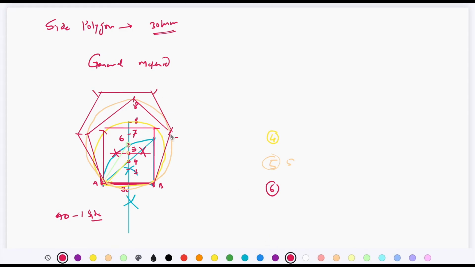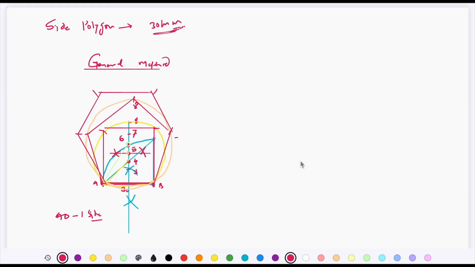You will get a hexagon. So in the same construction, you can construct any required polygon, and because of that, this method is called a general method. Now, another method, again when the side of the polygon is given and you have been asked to draw polygons.